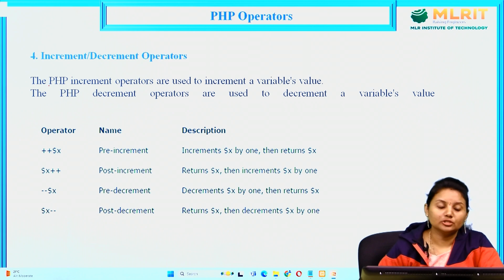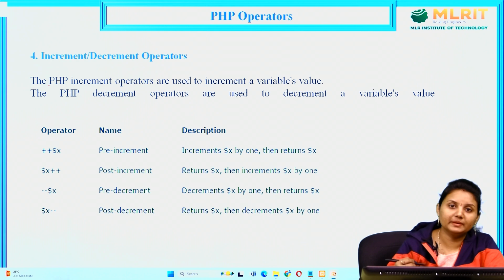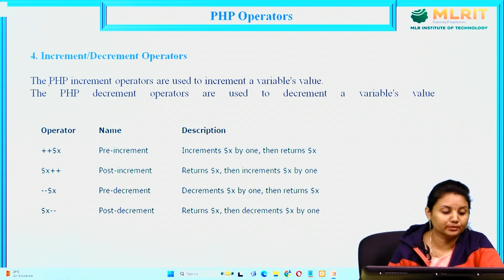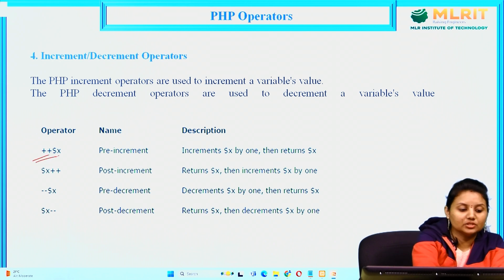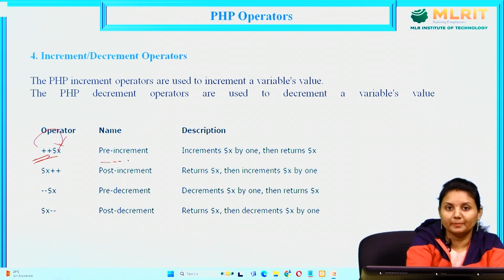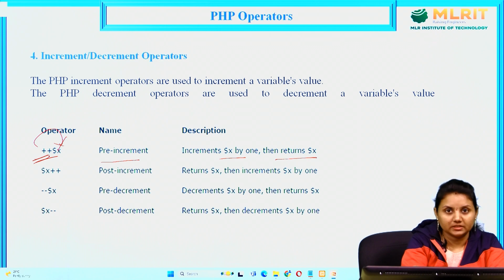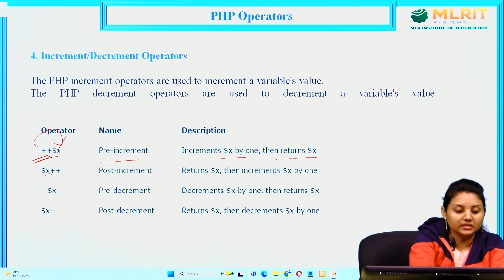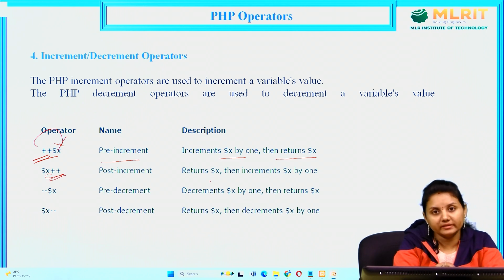Increment and decrement operators. These are used for incrementing the value by 1 or decrementing the value by 1 according to the requirement. So, plus plus $x means you are incrementing the value first, then assigning the value to x. This is called pre-increment. So, it increments x by 1, then returns $x. It is not assigning the value first, then incrementing. So, here post increment, that means what? It returns $x, then increments x by 1.